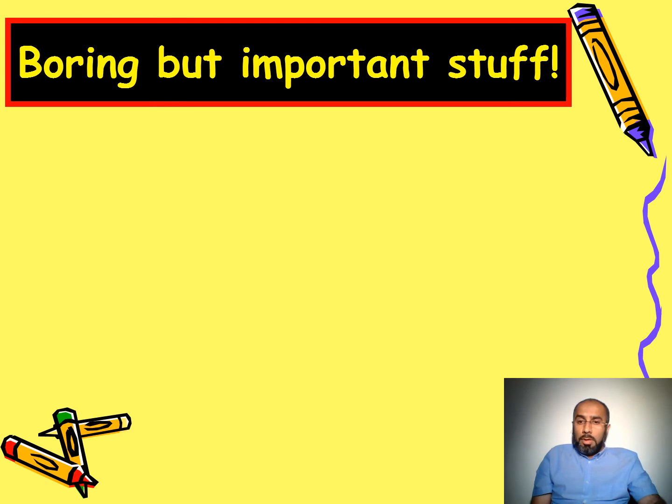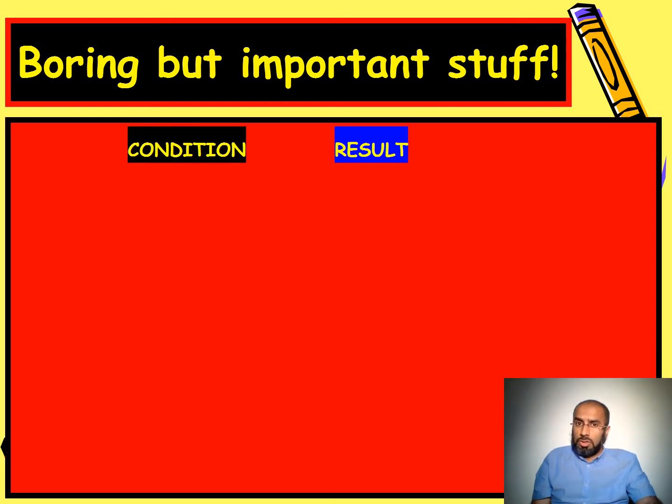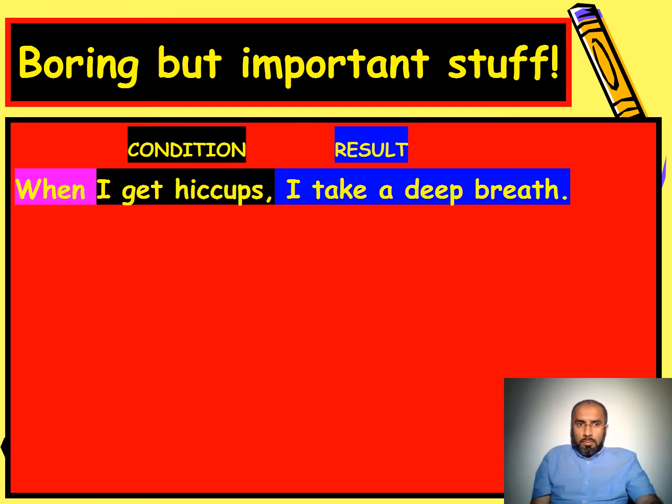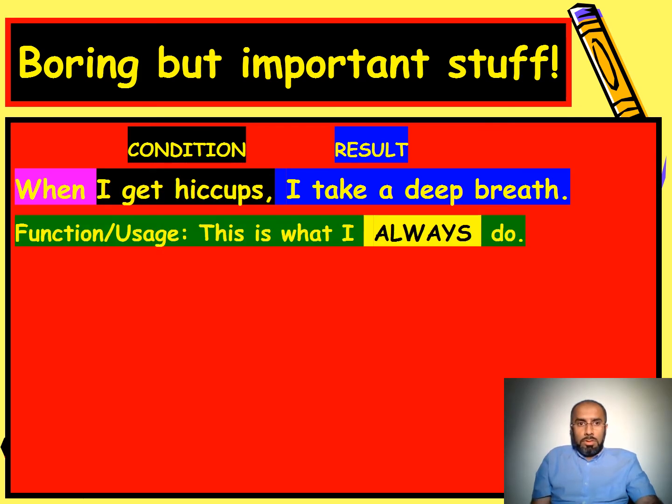Right, so well done for making those sentences. Now we're going to move to some boring but very important stuff. So we had a condition and then we got the result. For example, when babies are hungry, that's a condition, and the result is they cry. Okay, so let's go to my example. When I get hiccups, that's a condition, and the result is I take a deep breath. Okay, so this is what I always do.